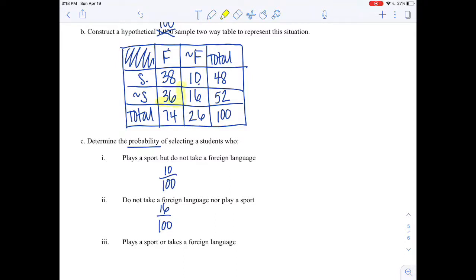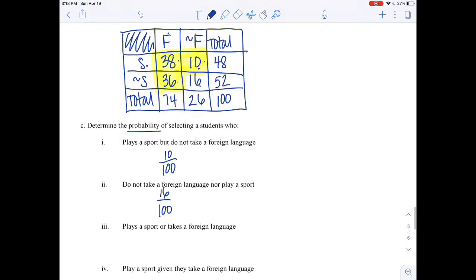So again, for the or probability, you want to think of adding these three boxes together. That's everybody who takes a foreign language and plays a sport, plays a sport but doesn't take a foreign language. And again, be careful not to add that overlap more than once. So if I add those together, that's 36 plus 38 plus 10 adds up to be 84 out of 100.